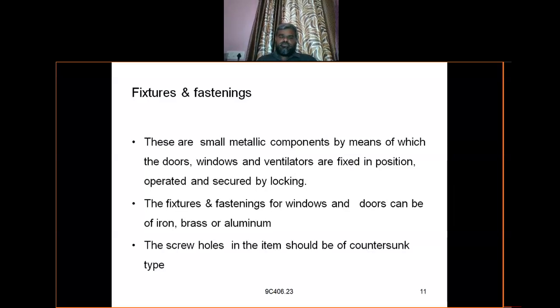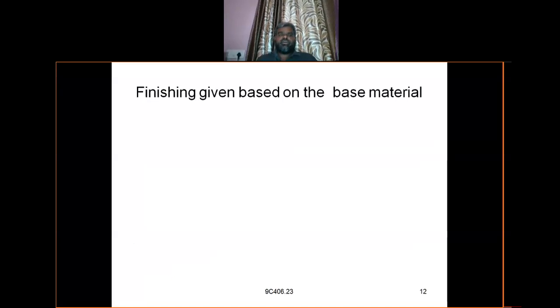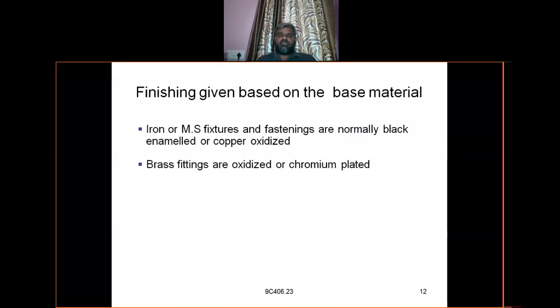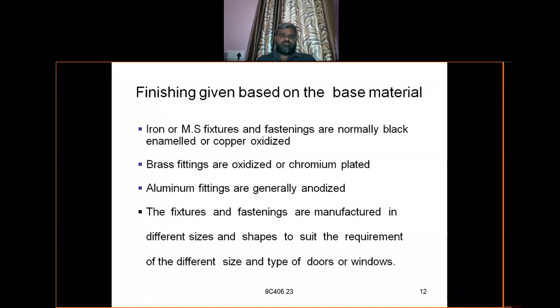The screw holes in the item should be of countersunk type, finishing based on the base material. Iron or MS fixtures and fastenings are normally black enameled or copper oxidized. Brass fittings are oxidized or chromium plated. Aluminum fittings are generally anodized.